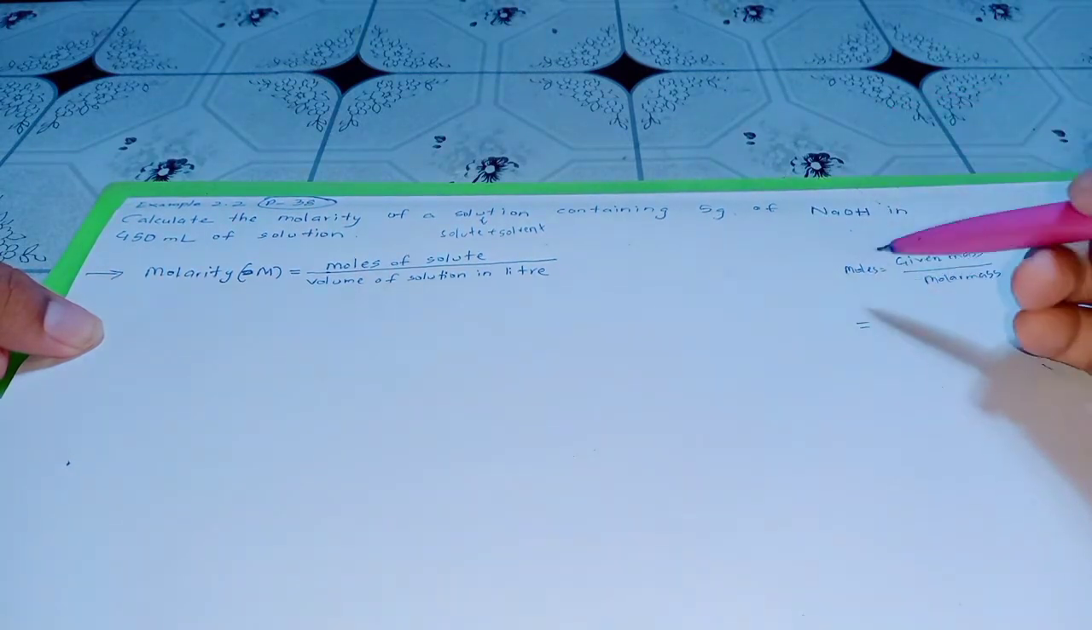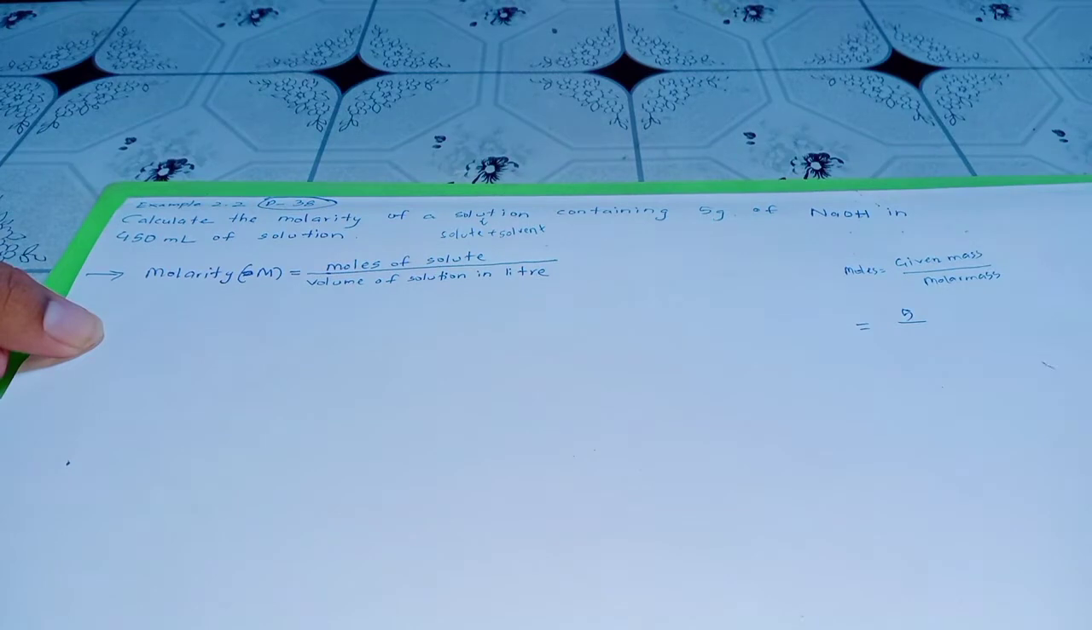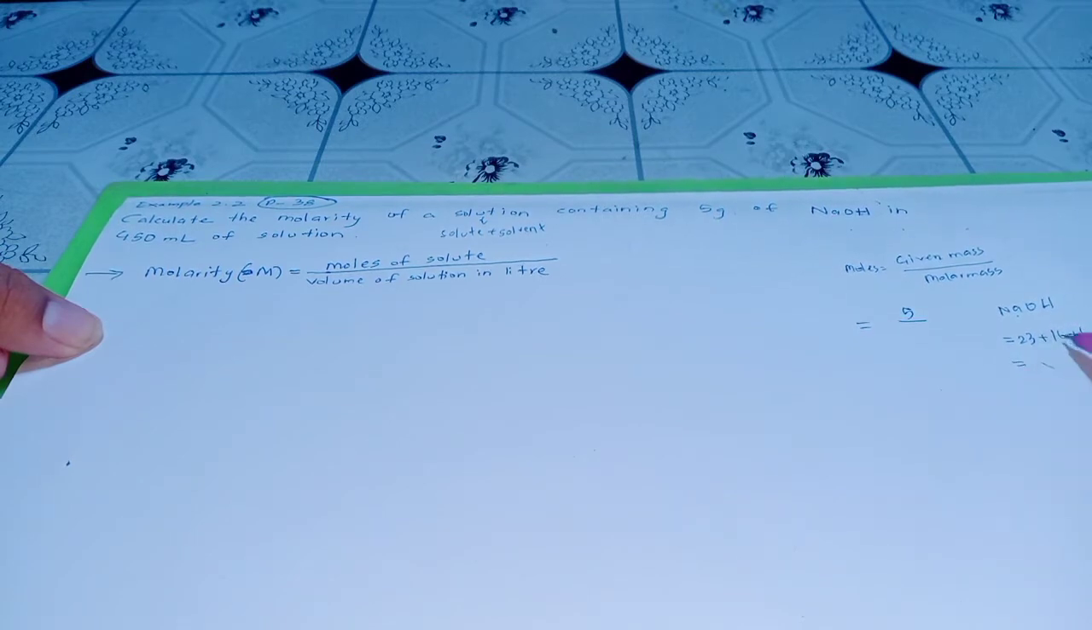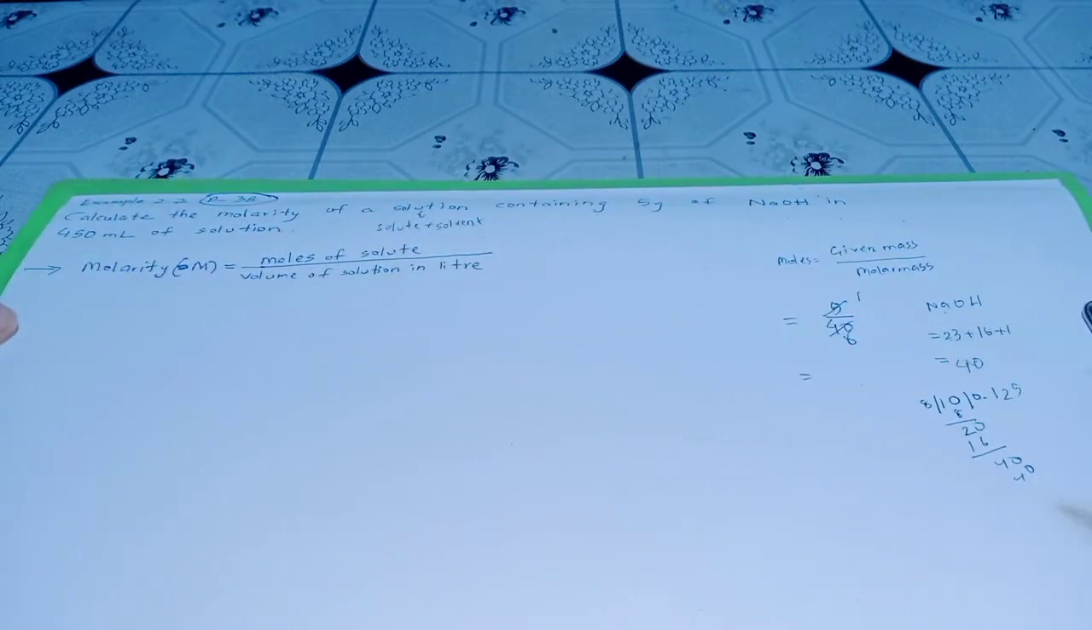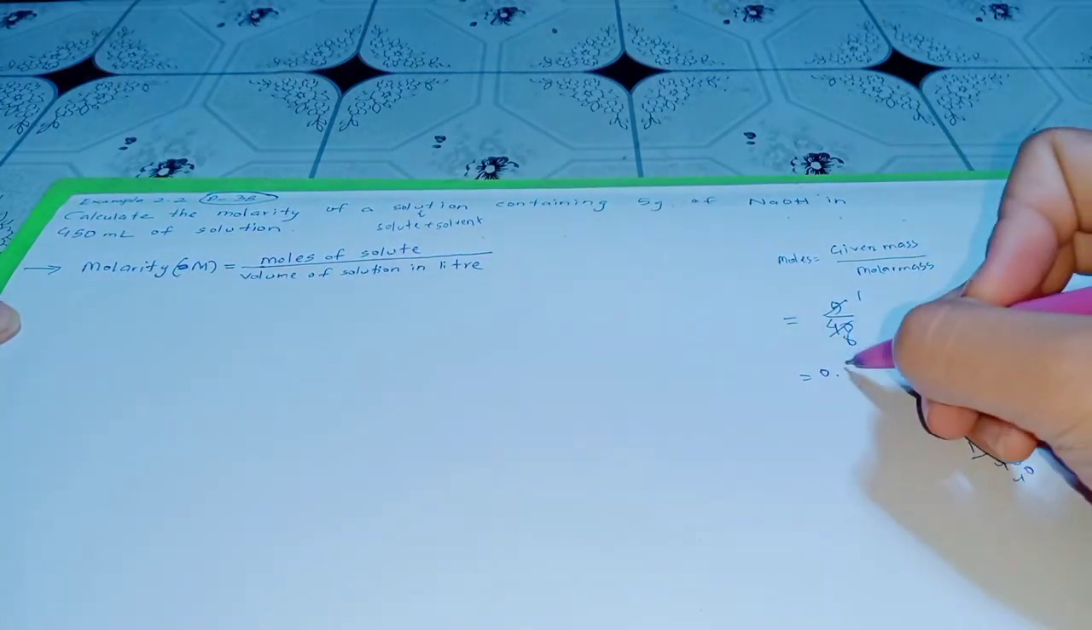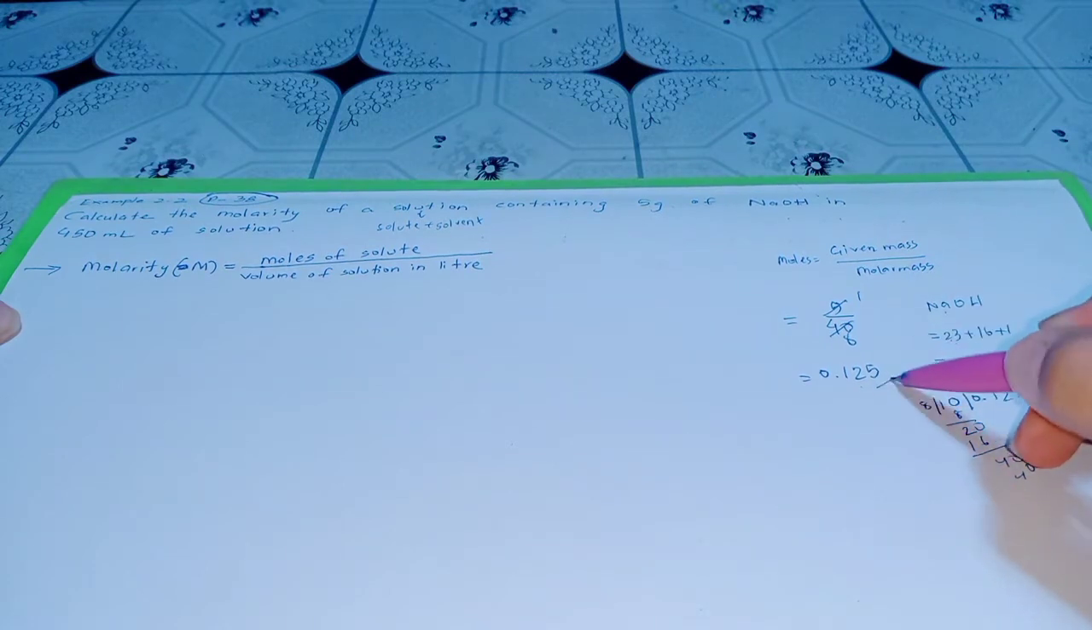And what is the given mass here? We have 5. So 5 divided by the molar mass of NaOH. Let's calculate NaOH: the atomic mass of sodium is 23, plus oxygen is 16, plus hydrogen is 1. So how much do we get? 40. So we get 5 by 40, which is 0.125. So for the moles of solute, we get 0.125.